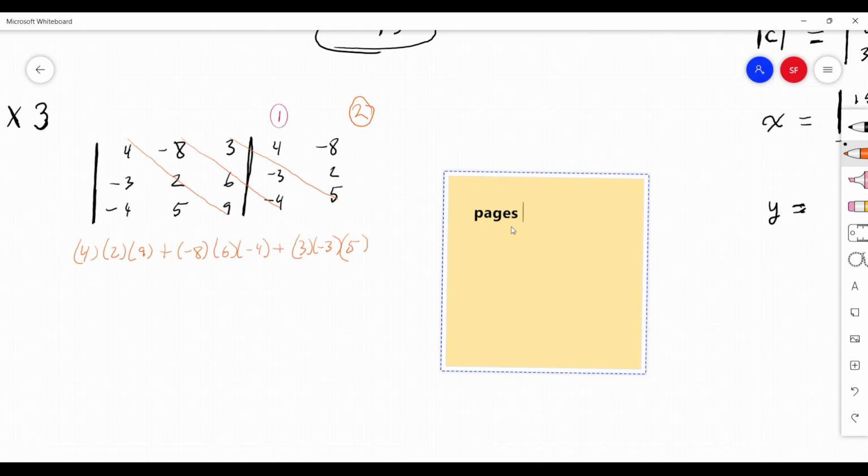Your homework: pages 194 through 195. Numbers 2, 4, 14, 16, 26, and 28. And 40, 42, and 44.